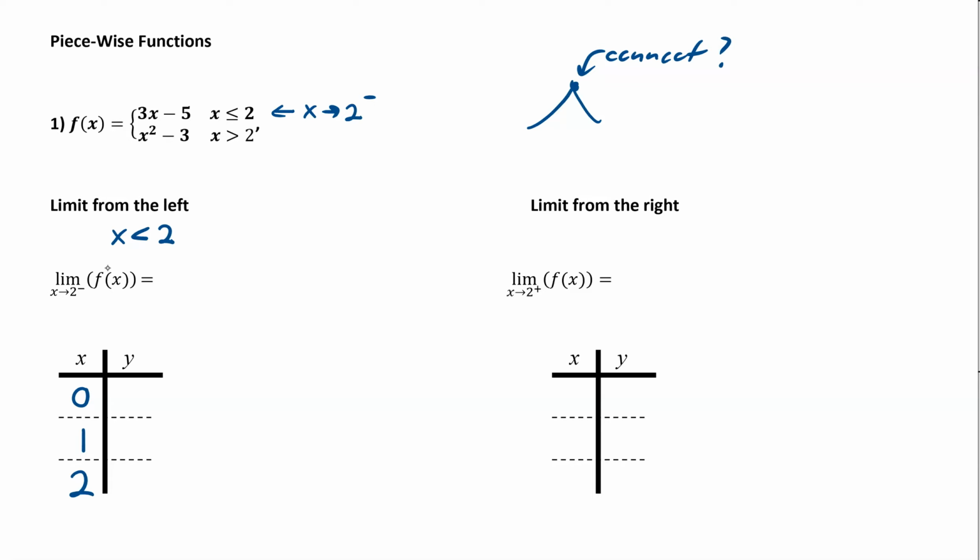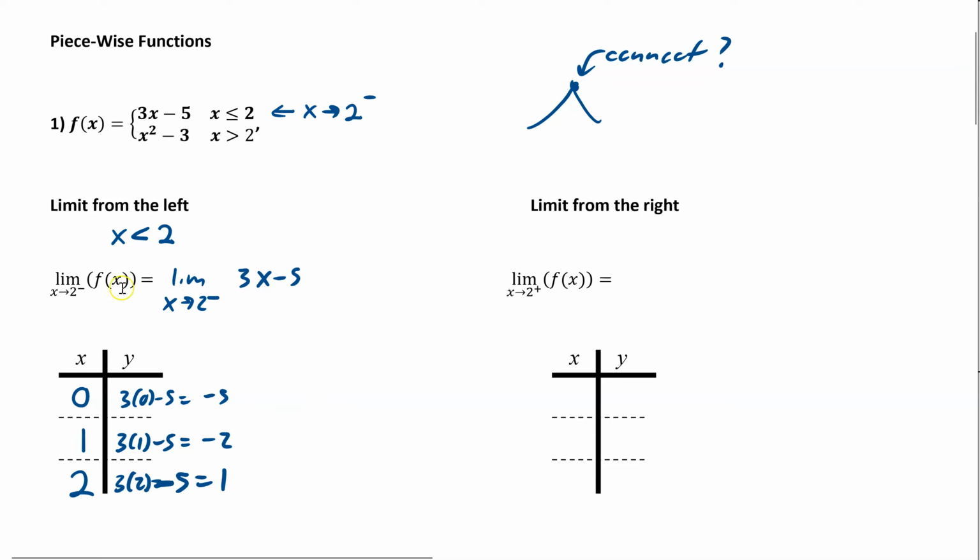Okay? So if we plug in 0, we're going to be using this. So the limit as x approaches 2 from the left, we would be using 3x minus 5, because for values less than 2, our function is equal to 3x minus 5. So now we're just going to plug in 0 and see what we get. So 3 times 0 minus 5 is negative 5. We're going to plug in 1. And that's negative 2. And then we're going to plug in 2. And that equals 1. So coming in from the left, we know our graph is going to approach 1.